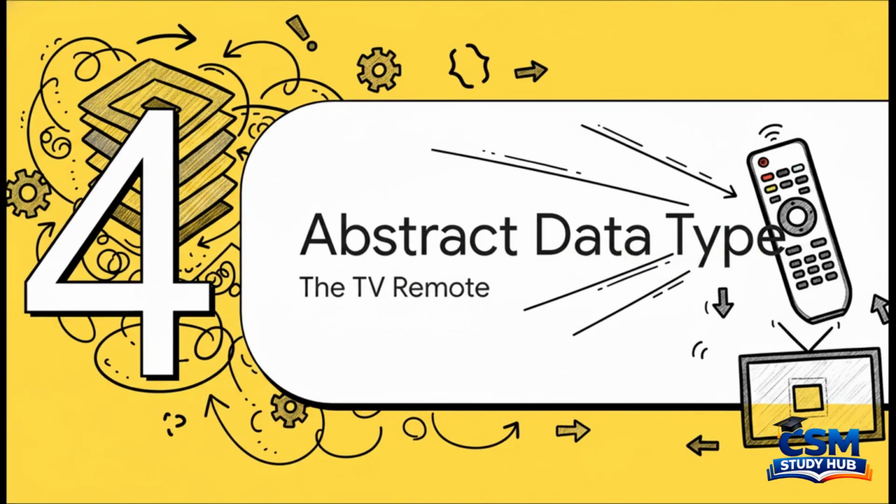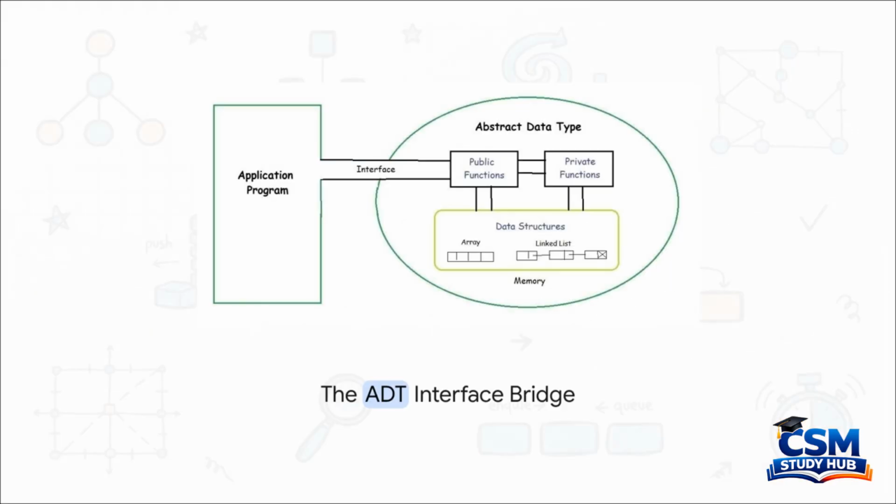Section 4. The TV remote, ADTs. Let's talk about abstract data types, or ADTs. An ADT essentially acts as a boundary. On one side, you've got the application program, so the code you're writing. On the other side, securely inside that boundary is the actual data structure, hanging out in memory. The user never actually touches that memory directly.